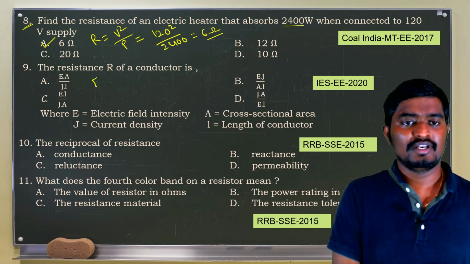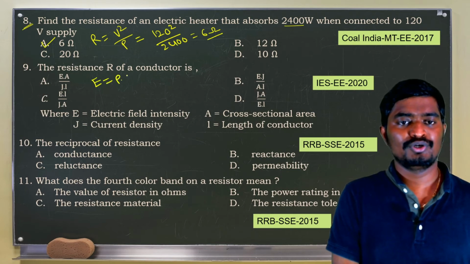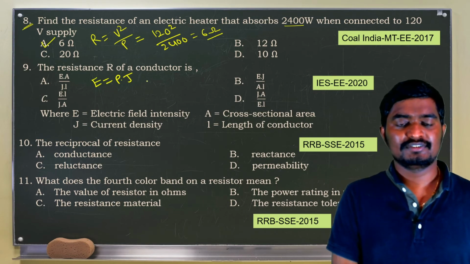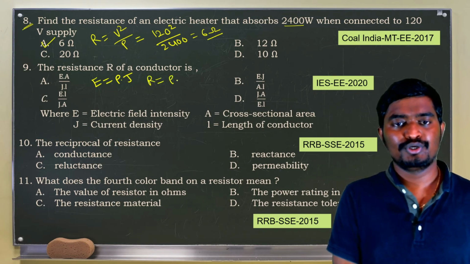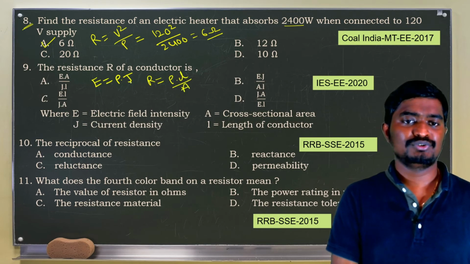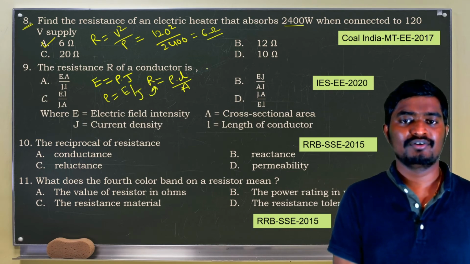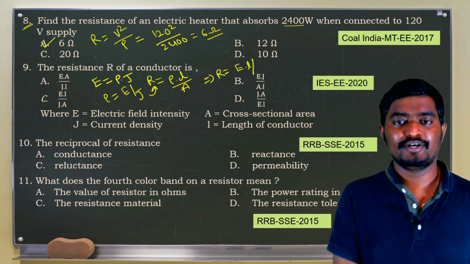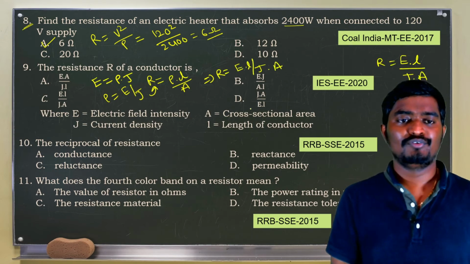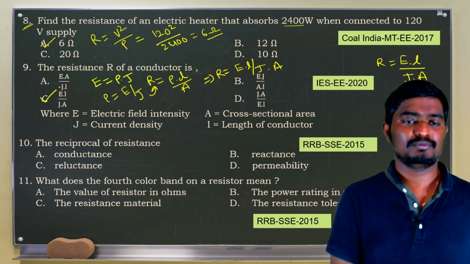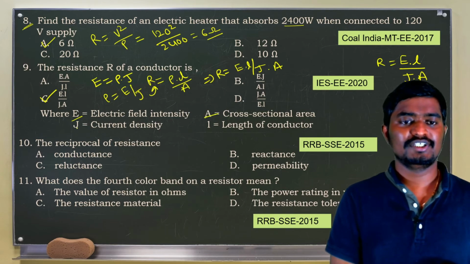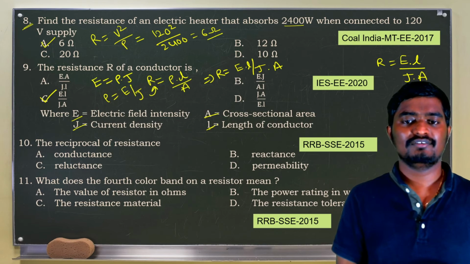As per Ohm's law, electric field intensity E equal to rho into J. This depends on the operating conditions, and as per dimensions, resistance R equal to rho into L divided by A. When we substitute the value of rho equal to E by J in this equation, we get resistance R equal to E into L divided by J into A. When you look into the options, option C is the correct option. Here, E is the electric field intensity, A is the area of cross section, J is the current density, and L is the length of the conductor.